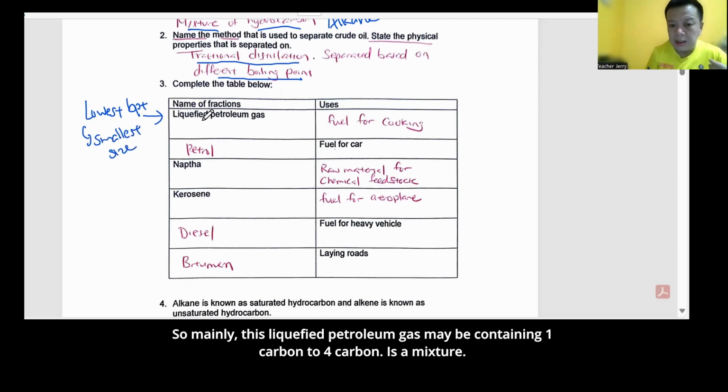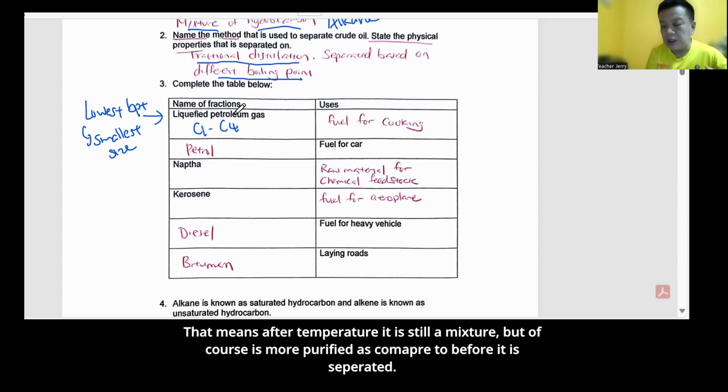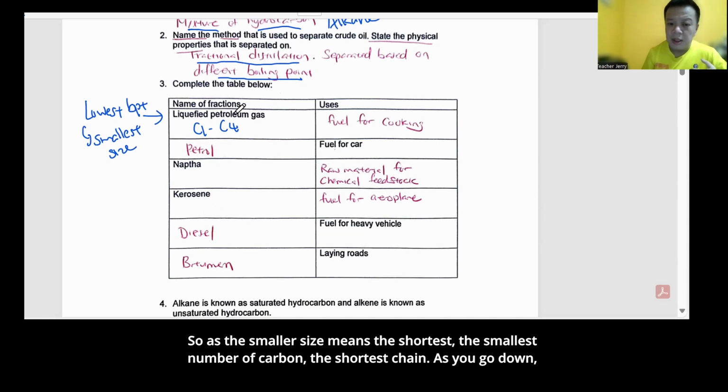Mainly, liquefied petroleum gas may contain one carbon to four carbon and is a mixture. That means after separation, it's still a mixture, but of course it's more purified compared to before it is separated. Crude oil can only be useful after it is separated. If not, it is not useful. We have to separate it into the useful fractions. The smaller size means the smallest number of carbon, the shortest chain.